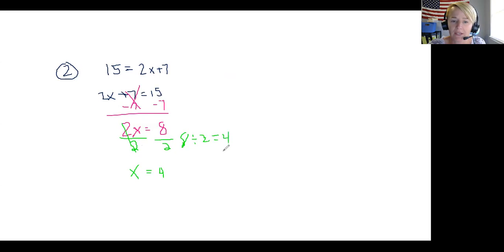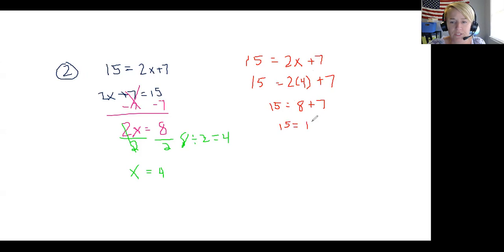So I'm going to have to check it. So I'll come back up here and I'll just put 15 equals 2x plus 7. And this says 2 times x. And we know x is 4, or at least that's what we believe it to be. So I'm going to say 2 times 4 plus 7. 15 equals, multiplication comes before addition. So I have 8 plus 7, and 15 equals 15.